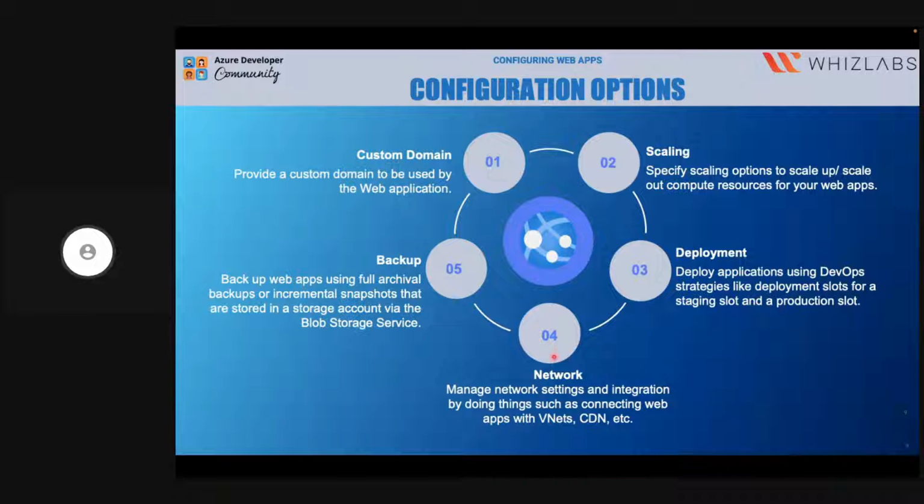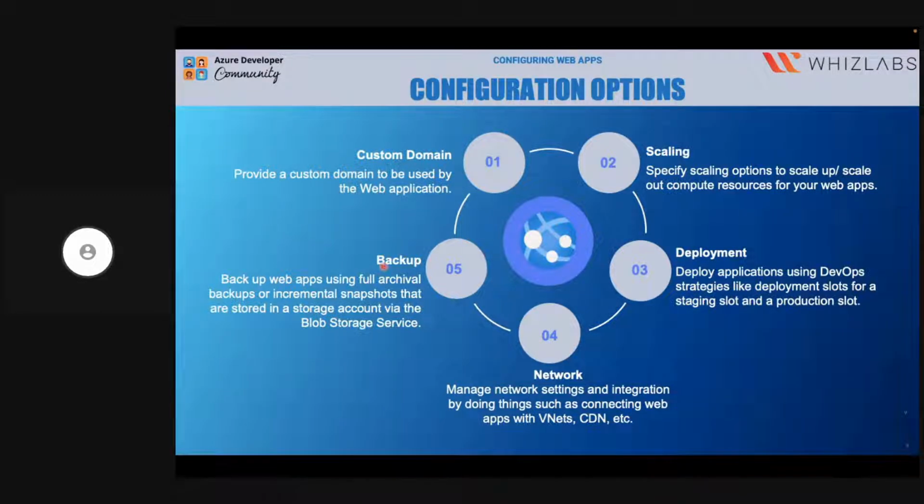You have networking options, like you can enable networking such as VNet-based access. So if you want to create an app that can only be used by your organization, that's not a public app, you can define that in the VNet itself. You can also use a CDN to make your application highly available, so these types of options are there.